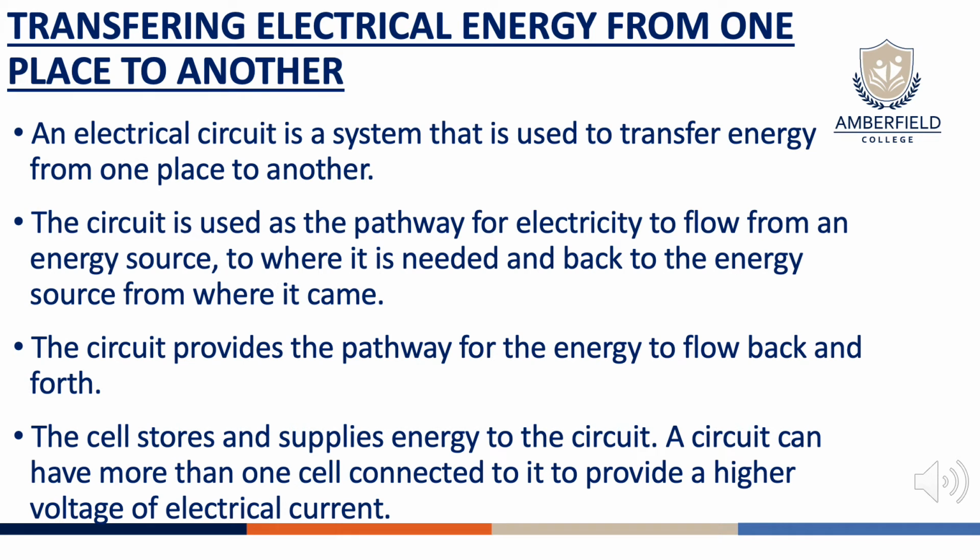Let's take a look into transferring electrical energy from one place to another. Now, an electrical circuit is a system that we use to transfer energy from one place to another. Now, remember, every circuit has a pathway. This is the way electricity flows. Now, remember, electricity flows from negative to positive. The circuit is used as the pathway for electricity to flow from an energy source to where it is needed and back to the energy source from where it came.